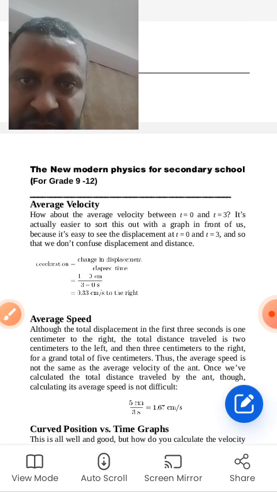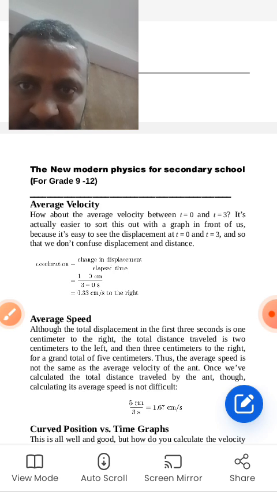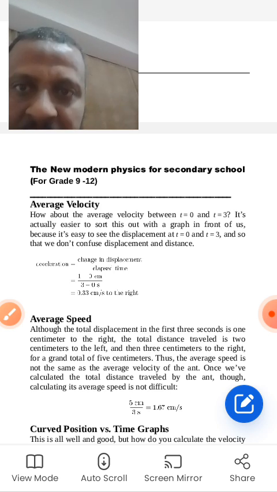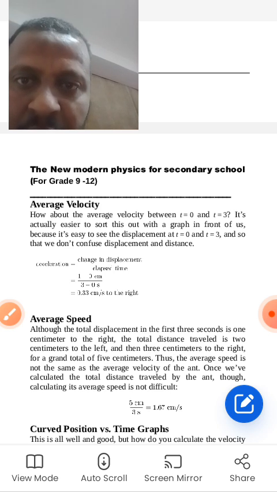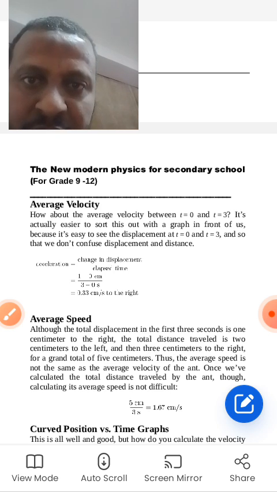Average velocity, change in displacement over time elapsed: (1 minus 0) centimeter over (3 minus 0) seconds, which is equal to 0.33 centimeter per second to the right. That means average velocity. How about the average velocity between time t equals 0 and t equals 3?